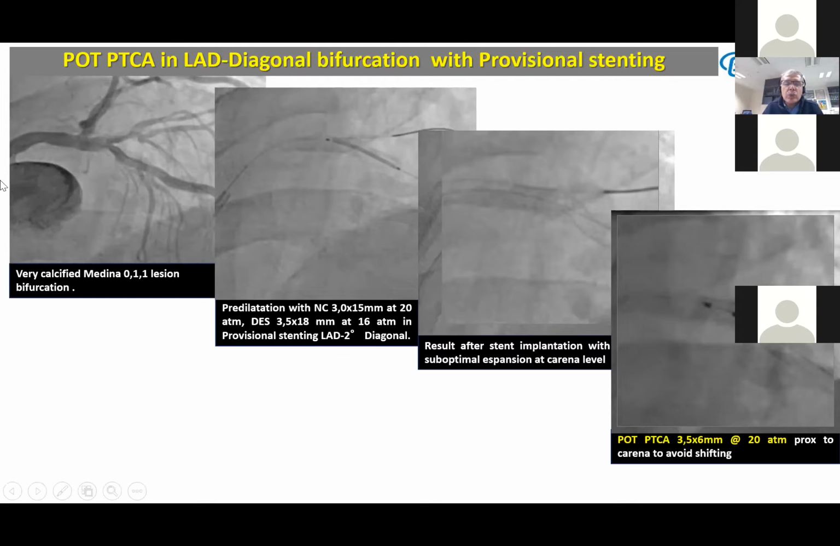I chose a 3.8 DES after preparation with NC balloon 3.2 at 20 atmospheres, and then we implant the drug-eluting stent 3.8 millimeter, and we perform a POT only proximal to the carina with the POT 3.5, 16 and 20, to open very well the end if we need to recross easily.